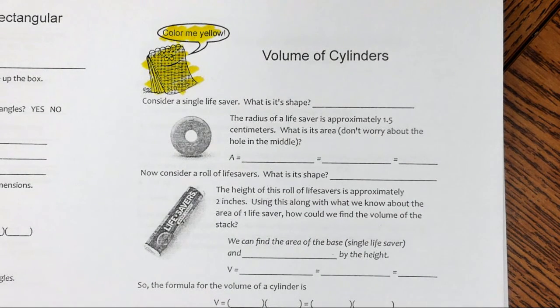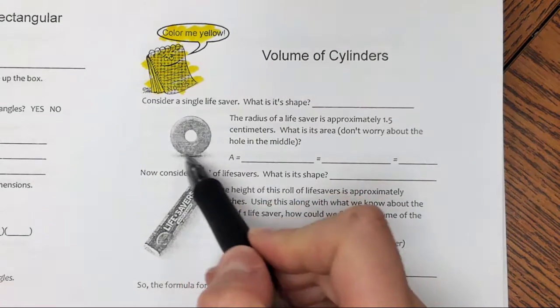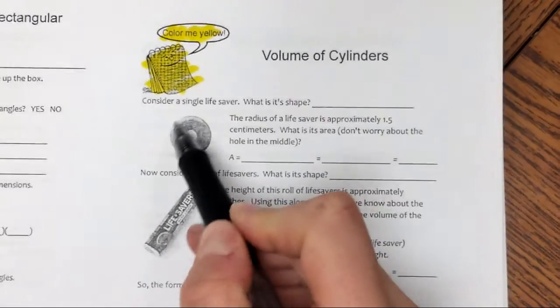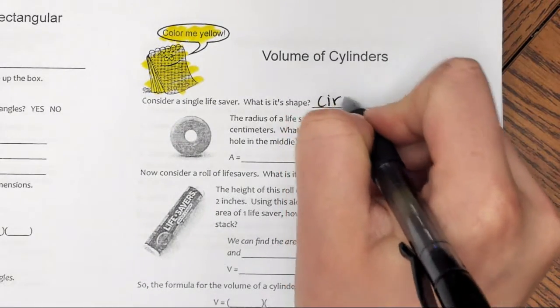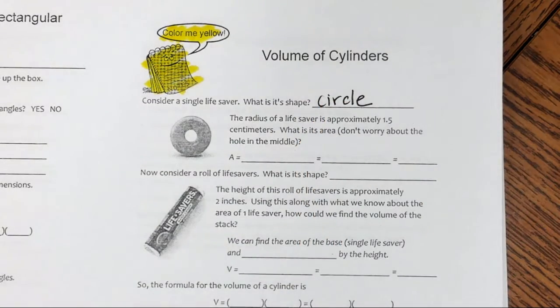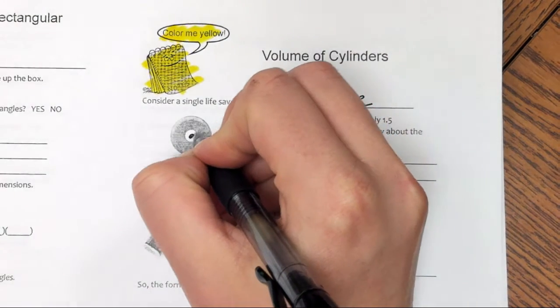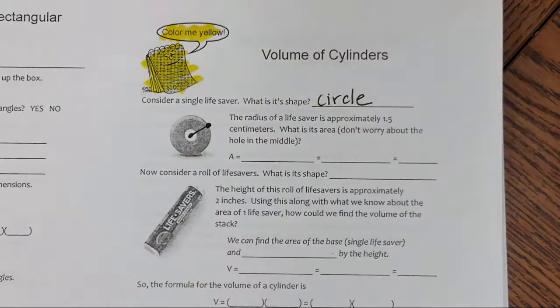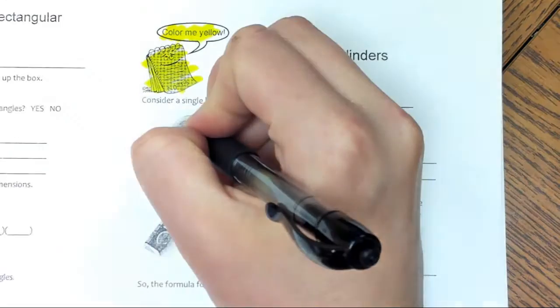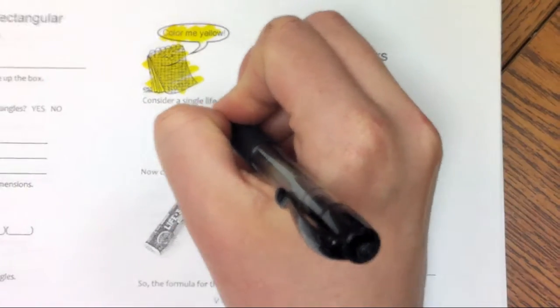So we want to consider a single lifesaver. We want to think about what its shape is. Well, that's a circle. We learned that a long time ago. The radius of a lifesaver is approximately 1.5 centimeters. And again, the radius is the distance from the center to the outside edge. So that's approximately 1.5 centimeters.